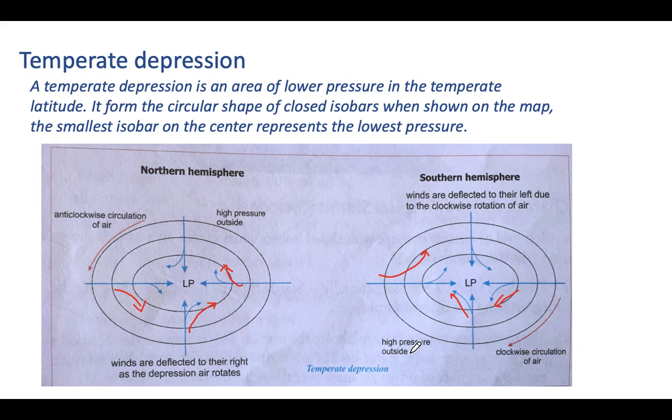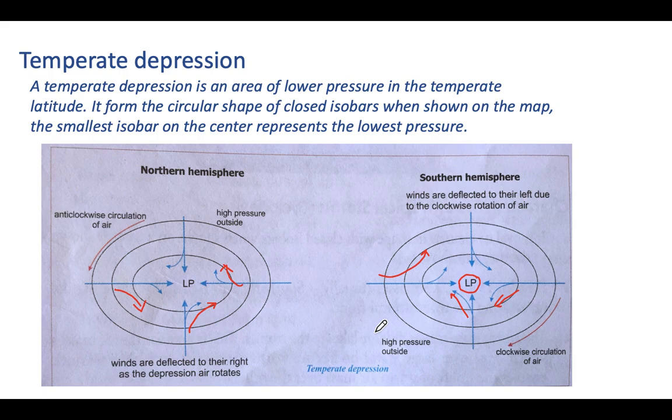So outside there is high pressure, and then in the center there is low pressure. That's what happens, okay? In the center there is low pressure and outside there is higher pressure. So in here we call this a temperate depression. Sometimes we call it a temperate cyclone.